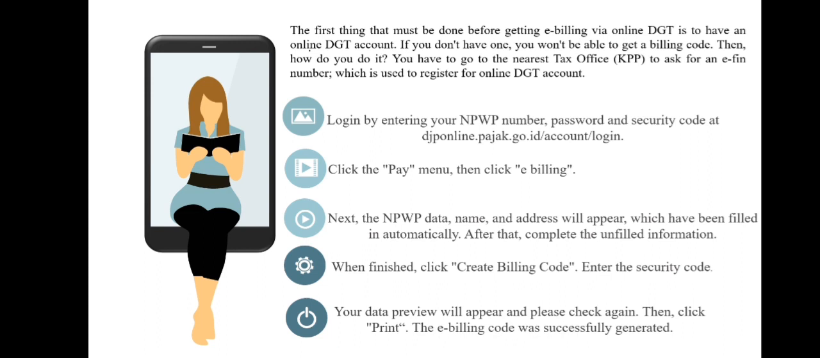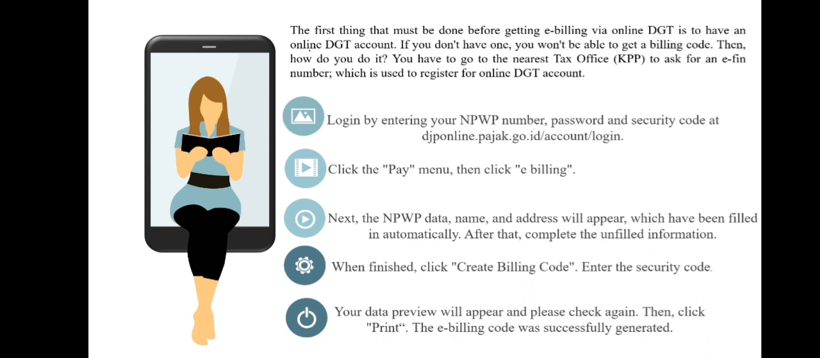The first thing that must be done before getting a billing via online DGT is to have an online DGT account. If you don't have one, you won't be able to get a billing code. Then, how do you do it? You have to go to the nearest tax office or KPP to ask for an e-FIN number, which is used to register for an online DGT account.